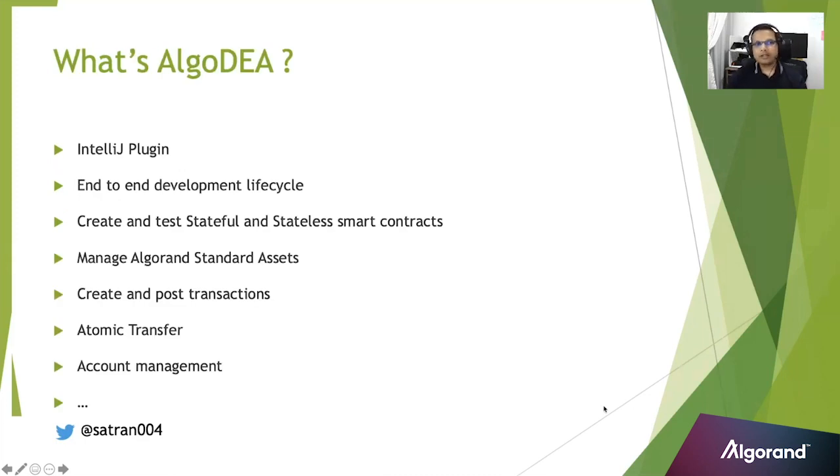So what is AlgoDEA? As you know, AlgoDEA is an IntelliJ plugin. It provides an end-to-end development lifecycle for development on the Algorand blockchain inside your IntelliJ IDE. You can use this plugin to create and test stateful and stateless smart contracts directly from your IDE. You can also manage Algorand Standard Assets from your IDE. You can create and post transactions, do atomic transfers, account management, and there are many other features you can use directly from your IntelliJ IDE.